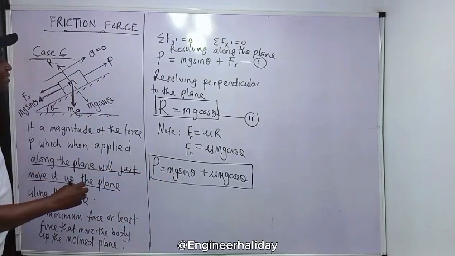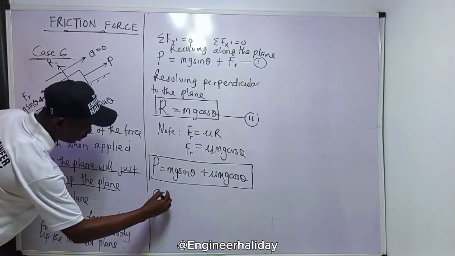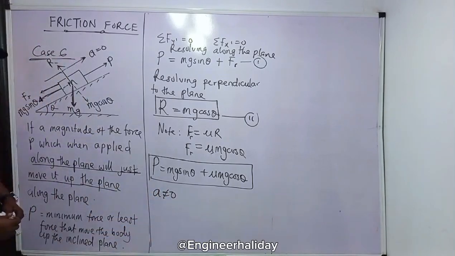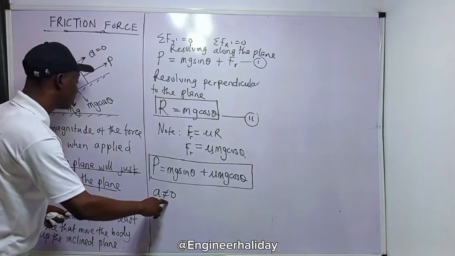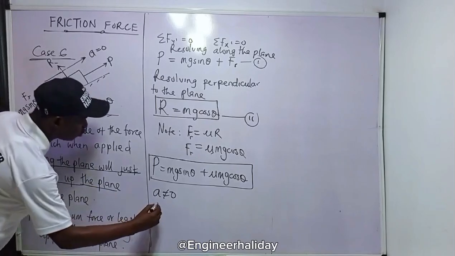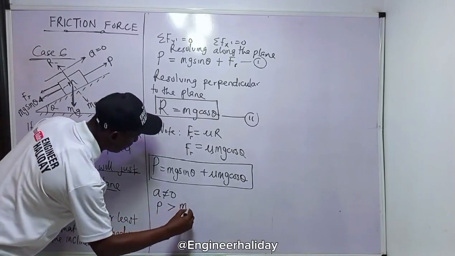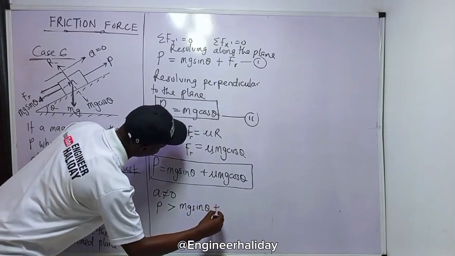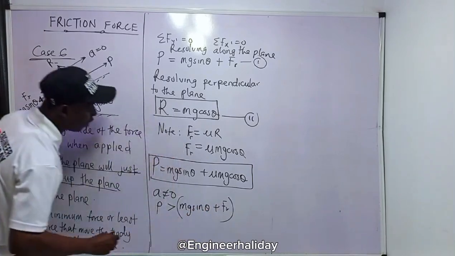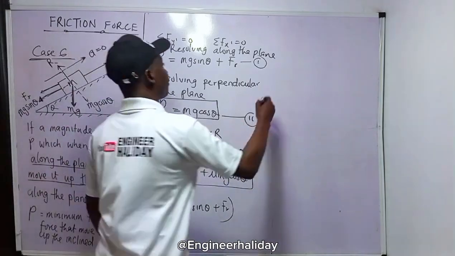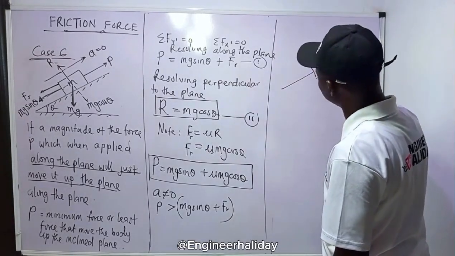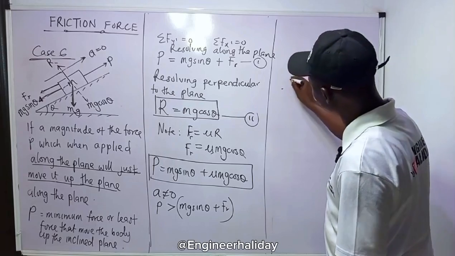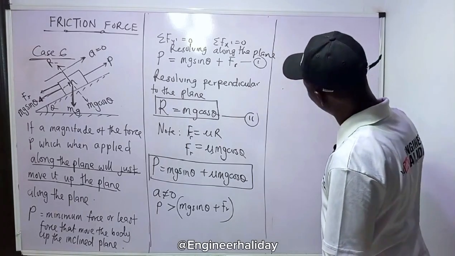Now, let's assume that it has an acceleration. Acceleration is not equal to 0. And now they want to consider this as a maximum force. Now, what we want to consider is that a is not 0. That is to say P will now be greater than mg sin theta plus Fr together. Look at the board, what I'm saying now is we have two forces. This is the mass on the inclined plane. I want to draw a free body diagram of what we are seeing here.